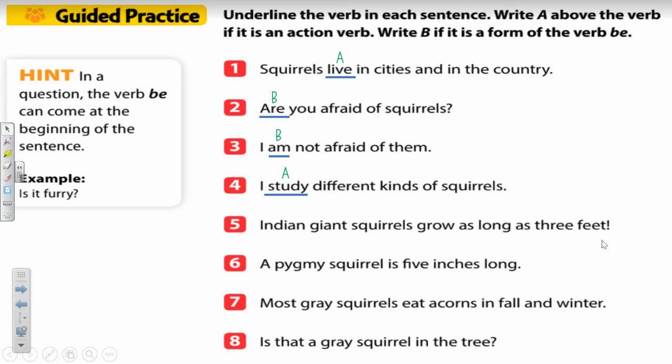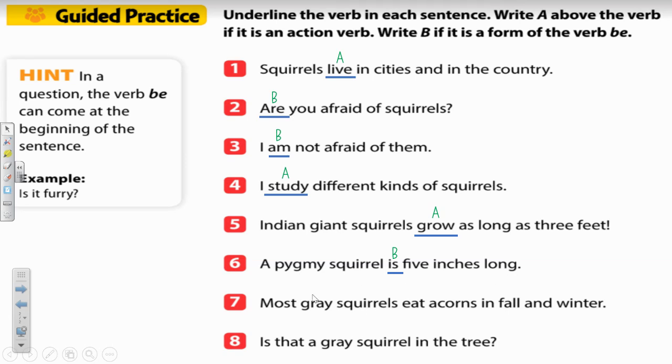Number 5, Indian giant squirrels grow as long as 3 feet. That's a big squirrel. What do Indian giant squirrels do? I see an action verb here. Right, grow. Put an A above it for action. Number 6, a pygmy squirrel is 5 inches long. I see a sneaky one. Remember, am, is, are. Do you see the word is? It's a form of that verb be.